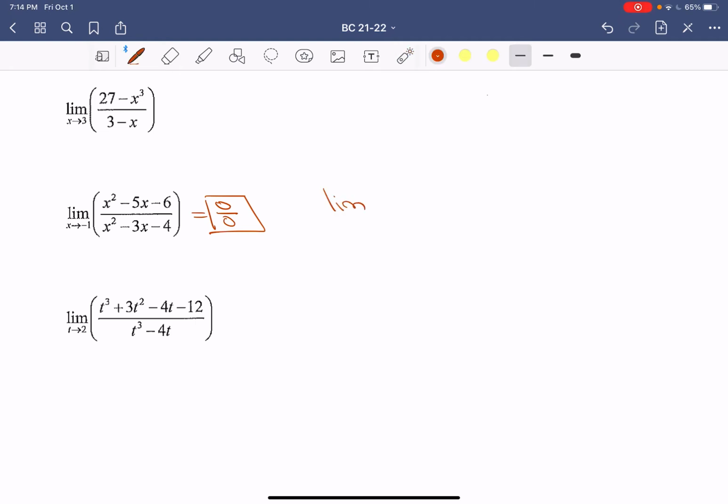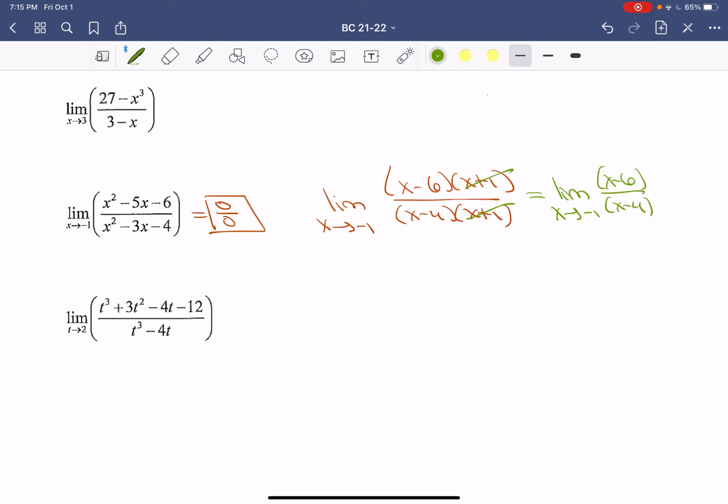So this becomes the limit as x approaches -1. Up high, I get x minus 6 times x plus 1. Down low, I get x minus 4 times x plus 1. That's my attempt. And notice, these cancel. And I'm left with the limit as x approaches -1 of x minus 6 all over x minus 4. Now I'm going to take the limit again. And it turns out I'm going to get -7 over -5, or 7/5. This limit ended up existing. All right?